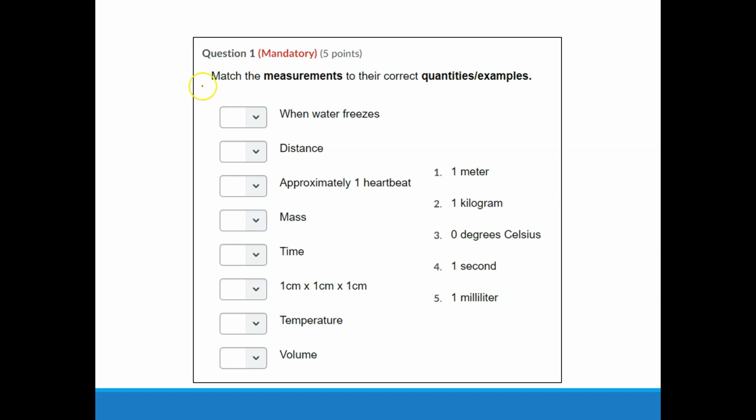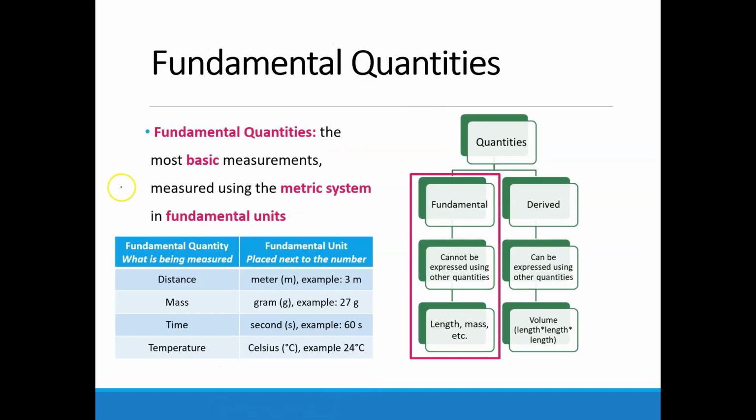Question 1 says match the measurements with their correct quantities and examples. You can see some measurements over here, and we want to match them up with their correct quantities as well as examples that we see. We've got 1 meter, 1 kilogram, 0 degrees Celsius, 1 second, 1 milliliter, and you can see all of your options over here. So let's go ahead and talk about these.